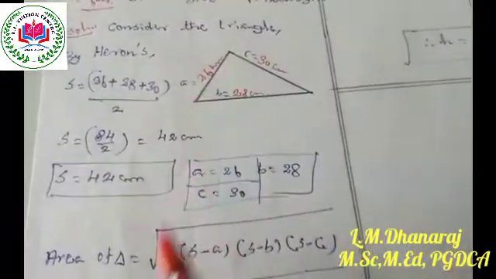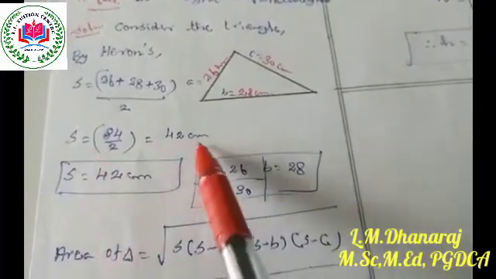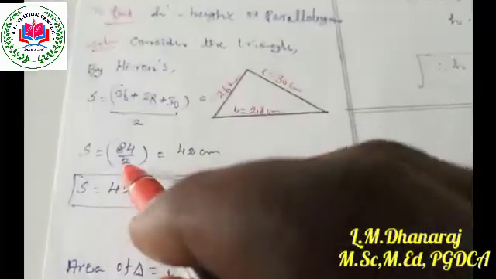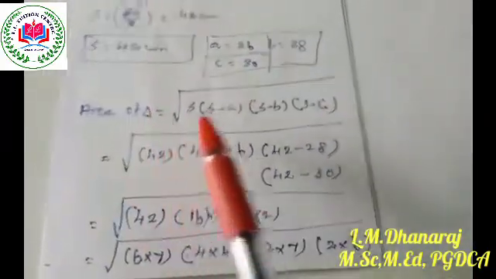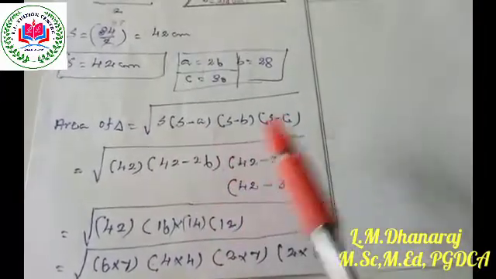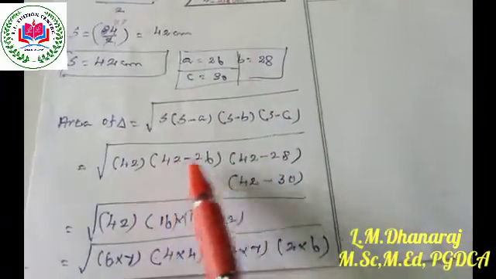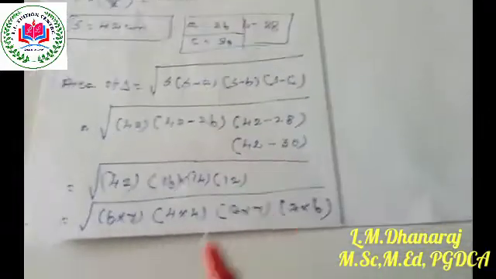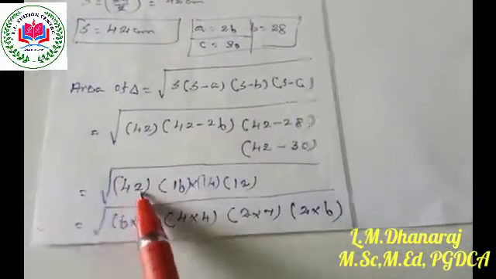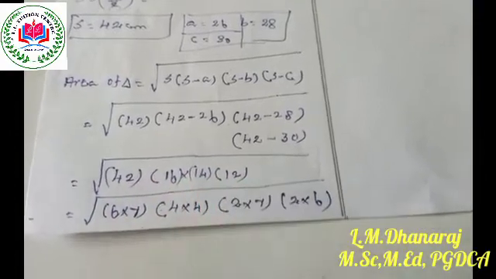Now first let us consider the triangle. By using Heron's formula, we can say S is equal to 42 centimeter. This is half of 84, which is 42. Okay. Now A is 26 and B is 28 and C is 30. So area of triangle is square root of S into S minus A into S minus B into S minus C. So 42 into 42 minus 26 and 42 minus 28 and 42 minus 30. So by subtraction we will be getting 42 into 16 into 14 into 12.